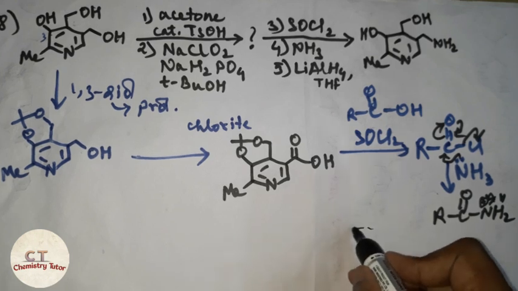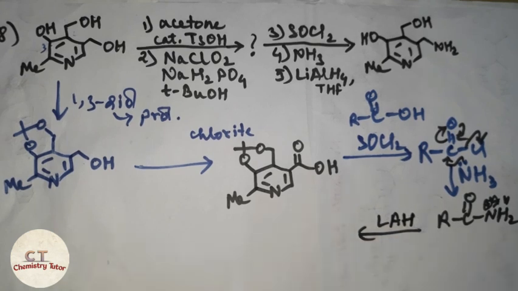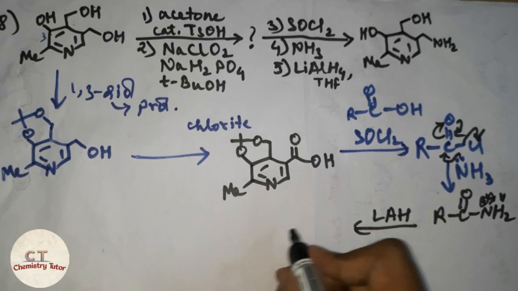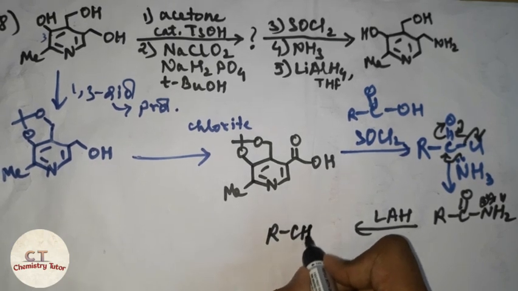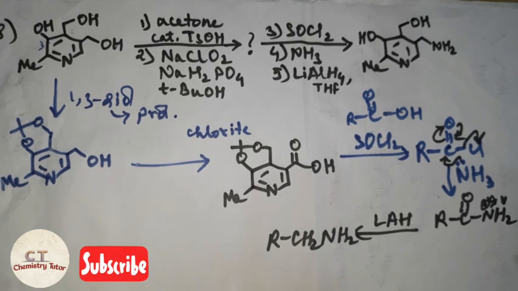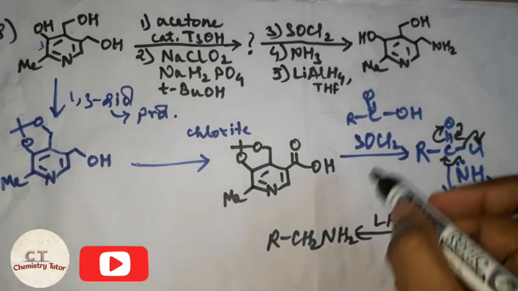Then on addition of lithium aluminum hydride, what will be the product? Since it is a hydride donor, in this case it will give us RCH2NH2 as the product. That is, lithium aluminum hydride will reduce the amide to primary amine, and thus we get our final product.